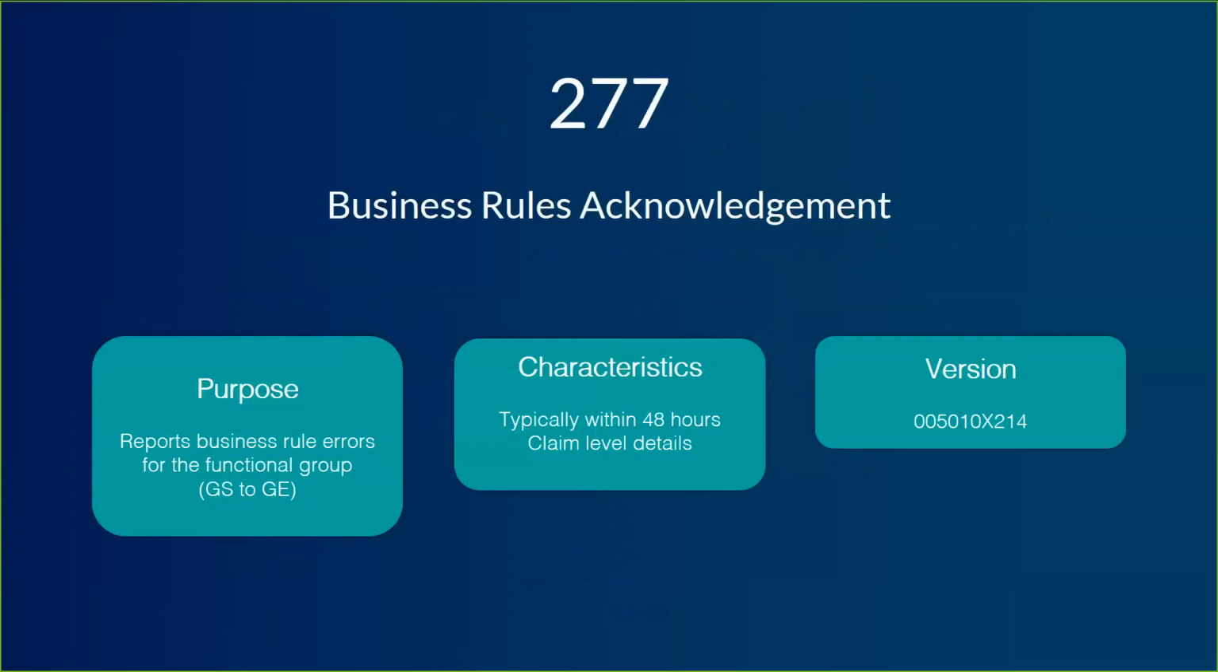The 277 also typically goes into claim level details. Now, there are exceptions to that, and I'll show you what they look like. But most of the time, we can expect something at the claim level for this. And then on the right there, once more, I just have the version in case you want to check it on the GS segment or in case you need to purchase an implementation guide.